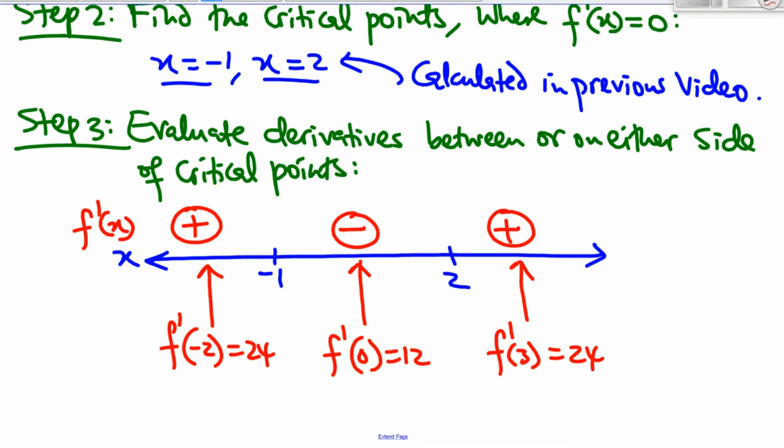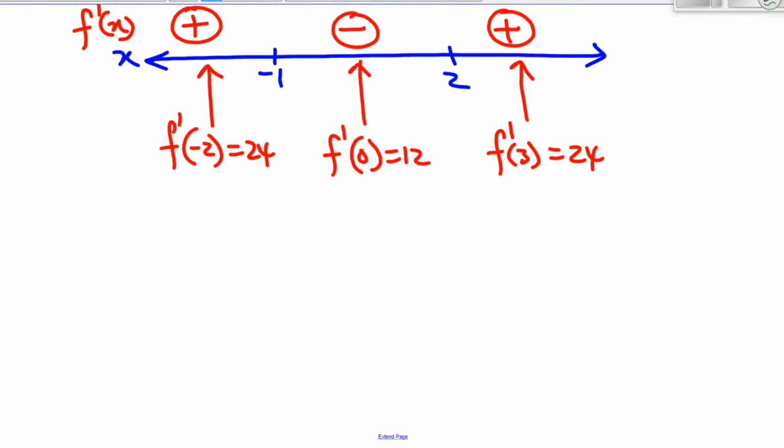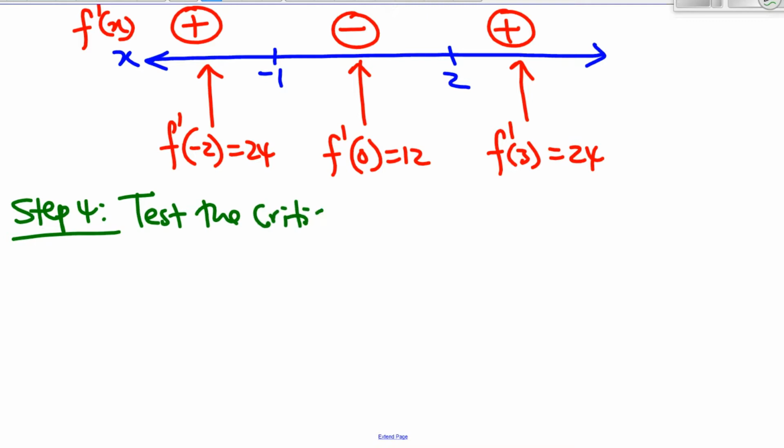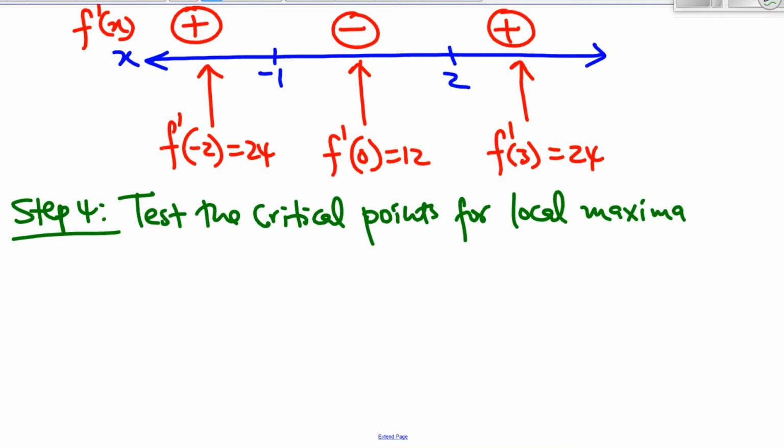Okay, what next? So once we have the sign diagram, step 4, which is now important in this case, is to test the critical points for maximum and minimum, the local maximum and minimum. So test the critical points for local maximum and minimum points.